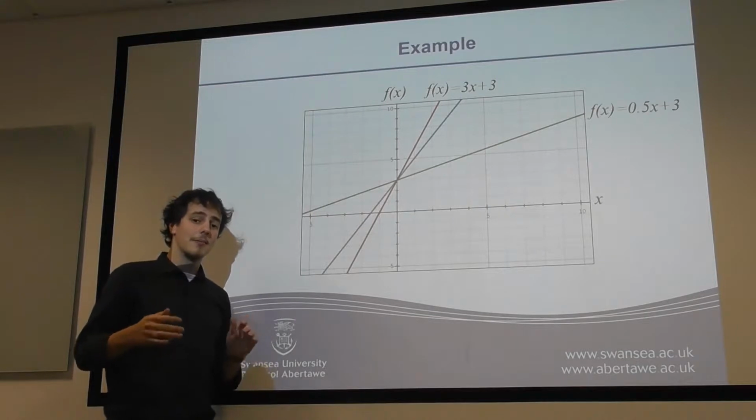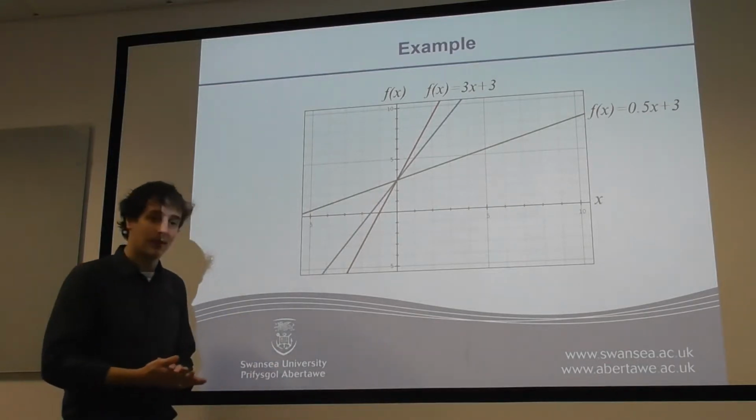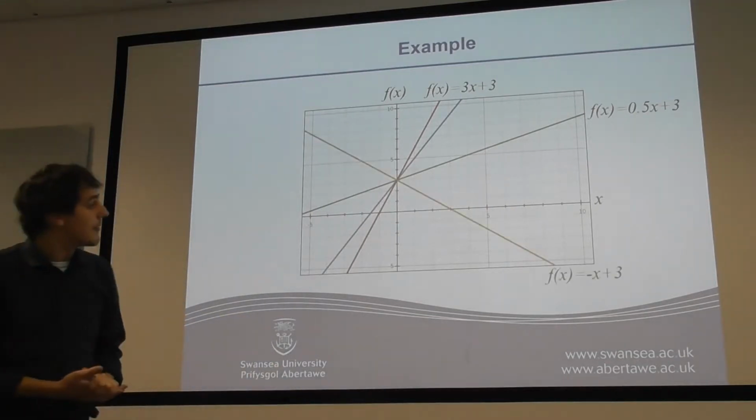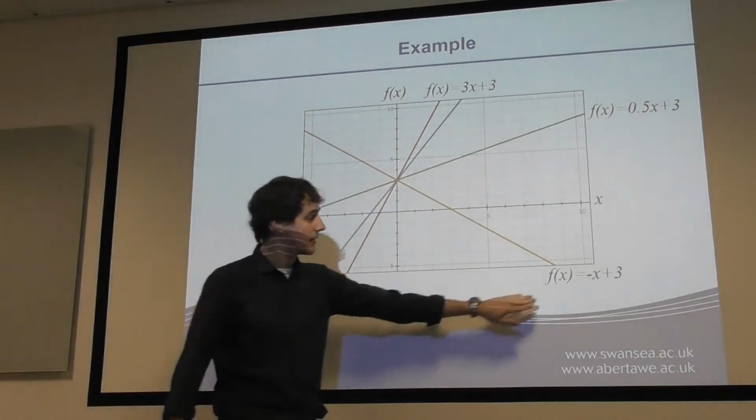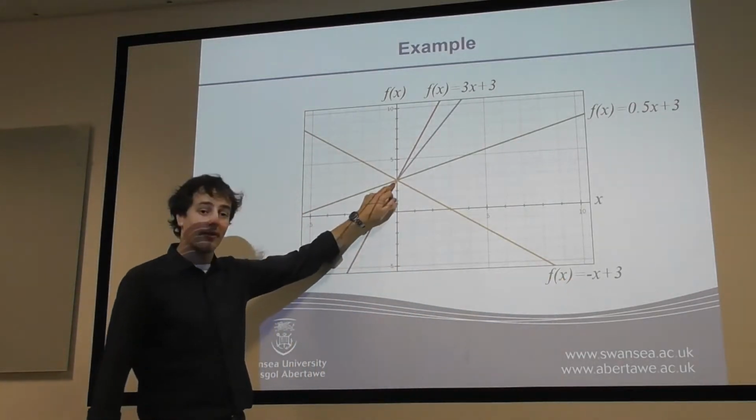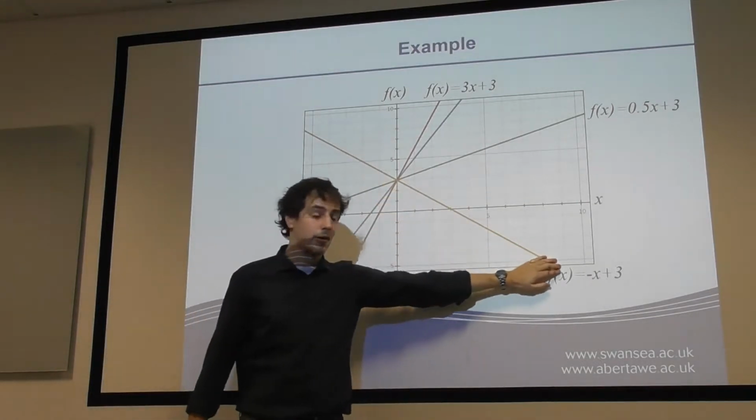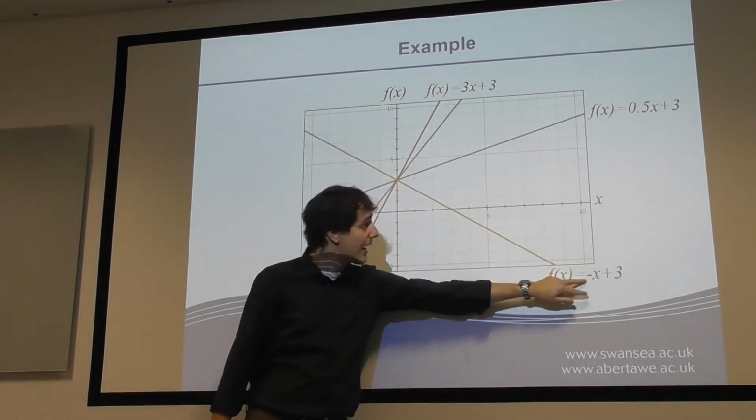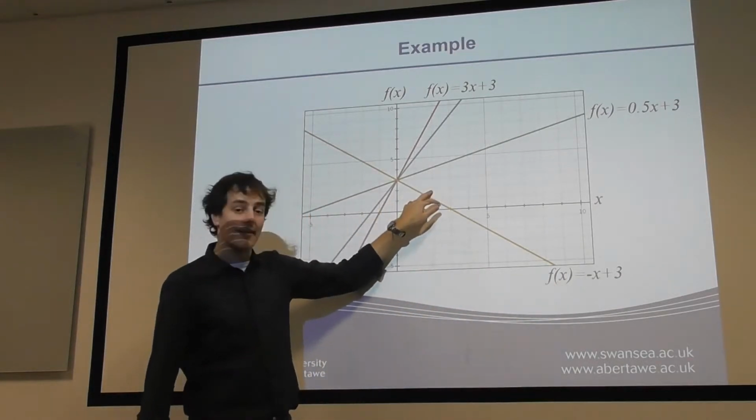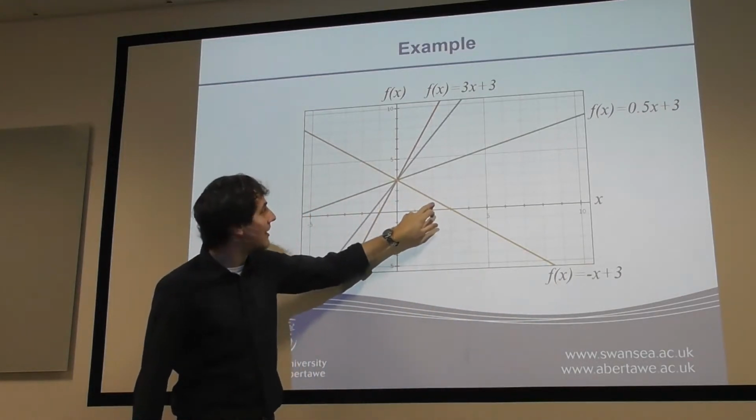Okay, well, what about minus? What does that do to the situation? Let's have a look. If we get minus x, then again it's still going to cross at the same intercept, but this time it's going to be sloping downwards. This is essentially the same as minus 1x, so for each unit increase in x, there will be 1 unit decrease in f of x.